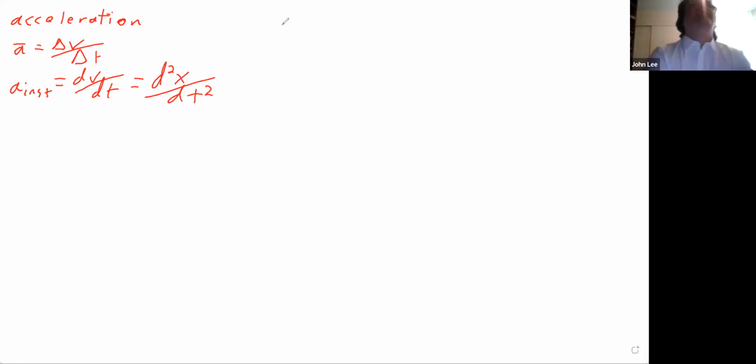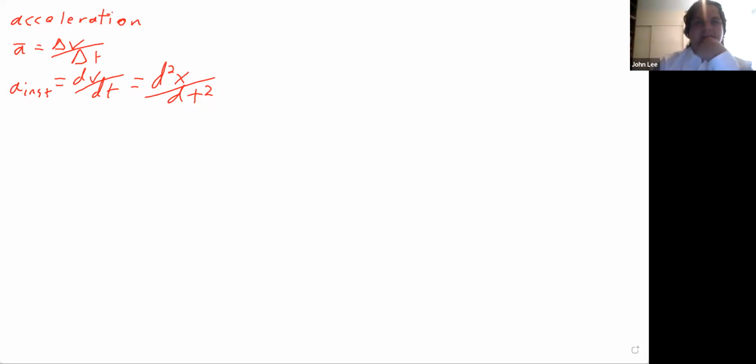So, like I said, same rules apply as velocity. It's not anything different. It's just saying that this is the change in the change of position over time. So that's that.